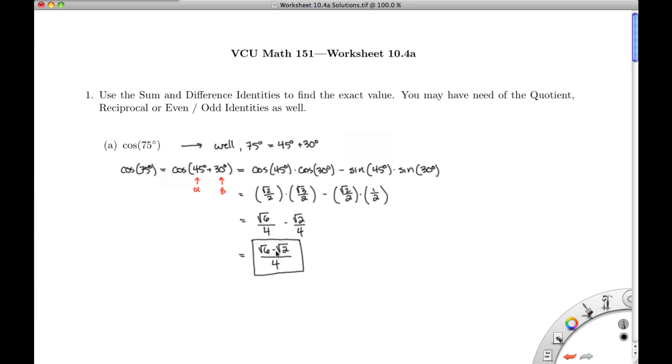So you could have picked different angles to get that 75 degrees other than 45 and 30, and you probably could have used a difference instead of a sum to get that, but this is one way that we could get there.